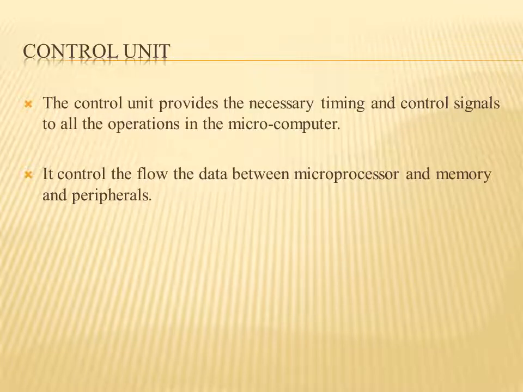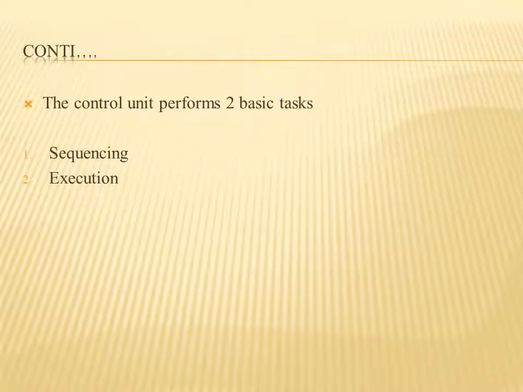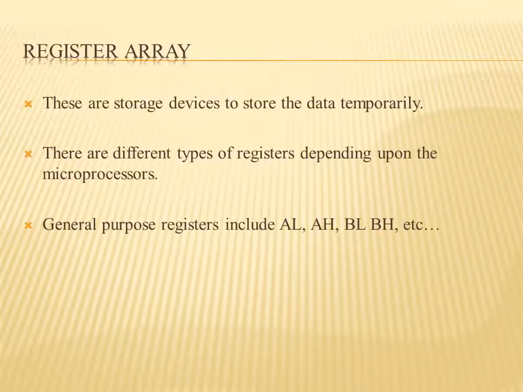Control unit. The control unit provides the necessary timing and control signals to all the operations in the microcomputer. It controls the flow of data between the microprocessor, memory and peripherals. The control unit performs two basic tasks: sequencing and execution.